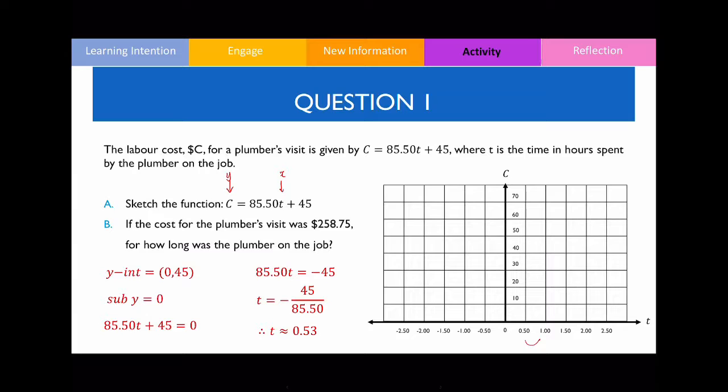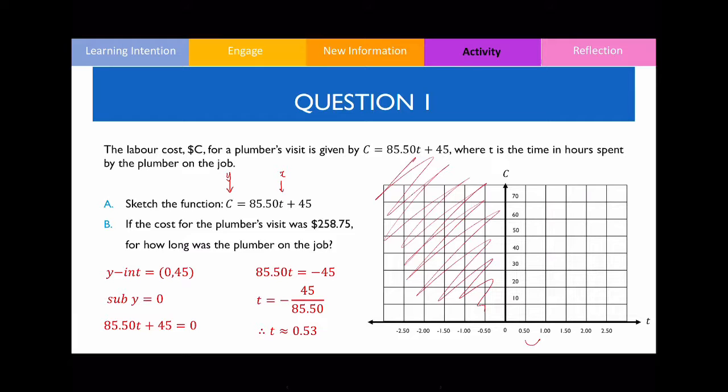What I do want to talk about is that generally for application questions, we don't really care about anything found on this side here. Essentially, we don't really care about the negative x values. For about 7 out of 10 times, if the x variable is time, there's no such thing as a negative hour. That's the reason why we don't look at the negative x values, because that doesn't make sense in real life.